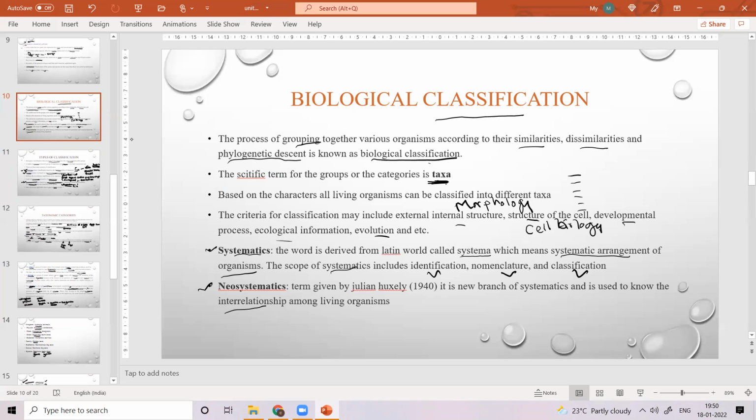Systematics is the study of the arrangement of organisms into their respective related groups. The systematic arrangement of organisms into their respective taxonomic groups is called systematics, and the other study is called neosystematics, which also includes the interrelationships of living organisms.